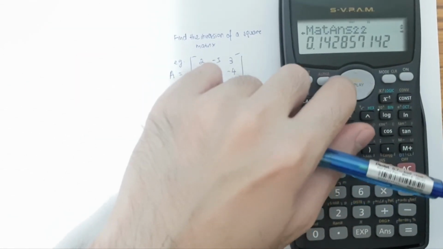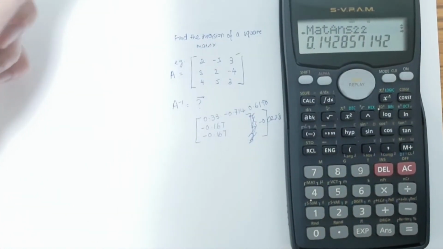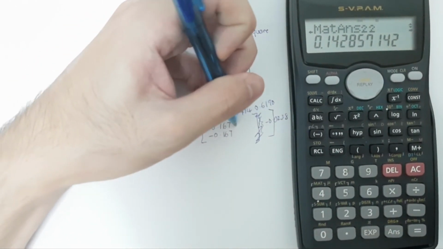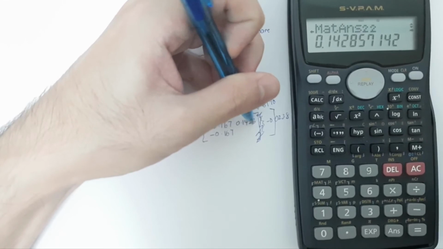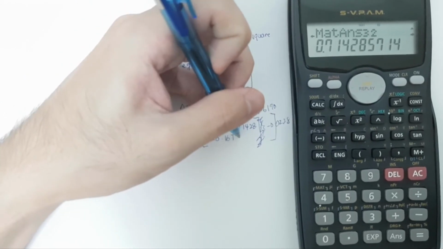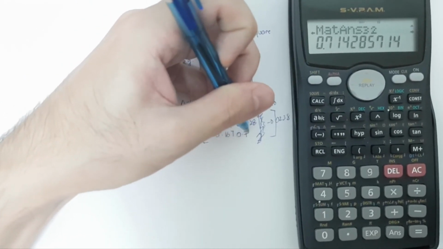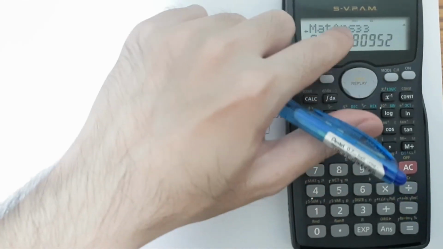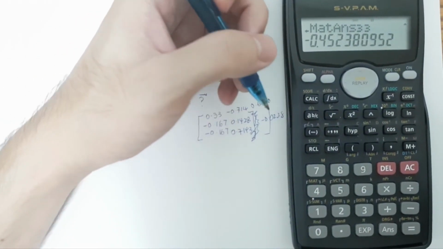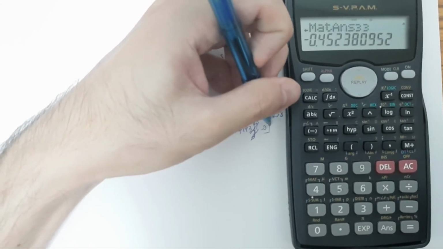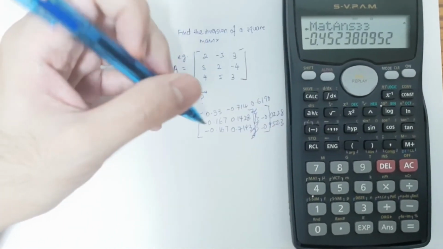And then we move on. This is the second row, second column of the inverse matrix. So that will be 0.1428. Moving downwards, this is the third row, second column of the inverse matrix. So that is 0.17143. And last but not least, we have the third row, third column of the inverse matrix. So that will be 0.4523. A little bit messy.